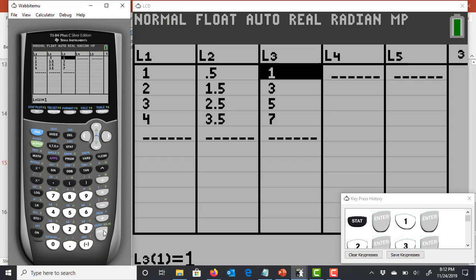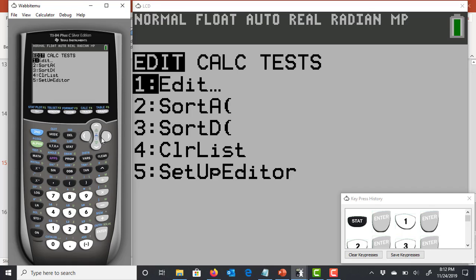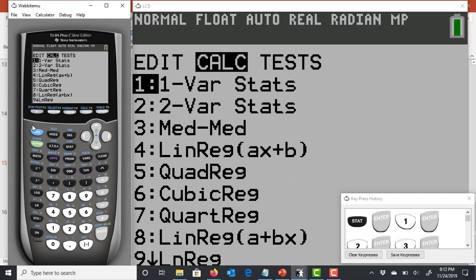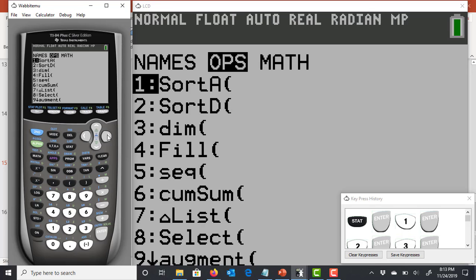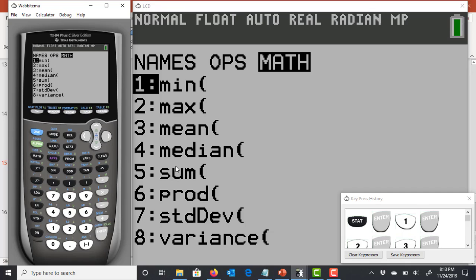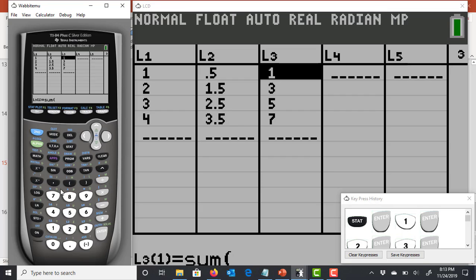And then in order for us to get the sum of all of these values, we are going to need to go to, this should be under here, stat, second stat, and then we need to go over to math, and then choose option number 5 on here. So in that case, the function of sum, and not in the list mode. Let me get out of that.